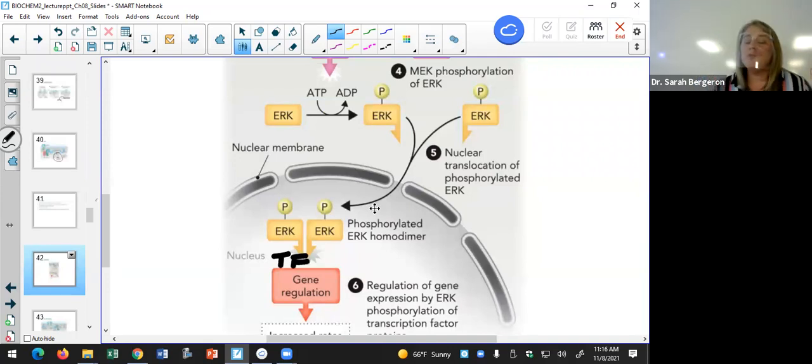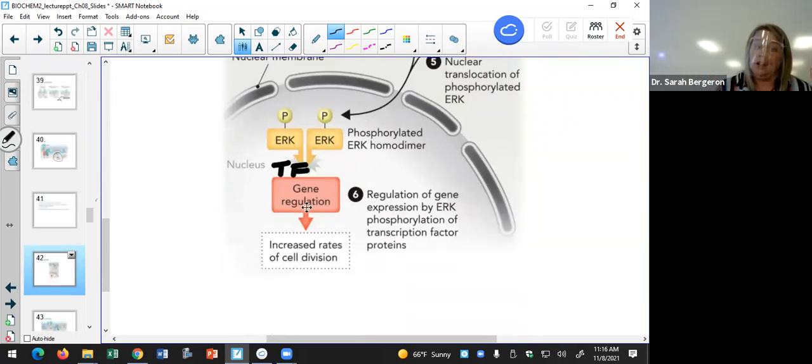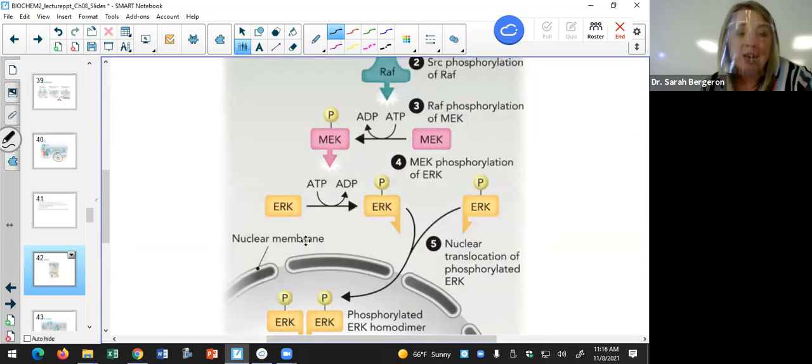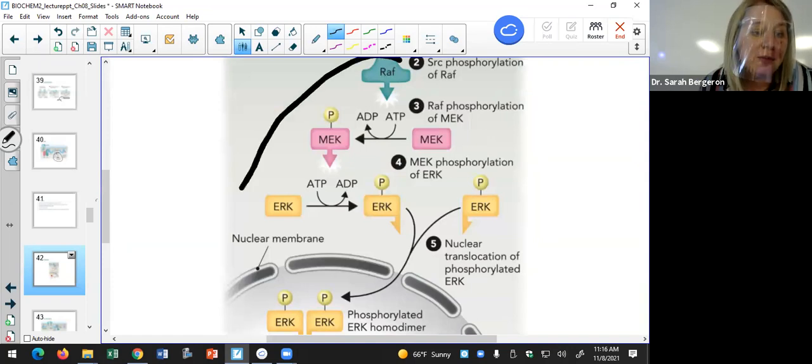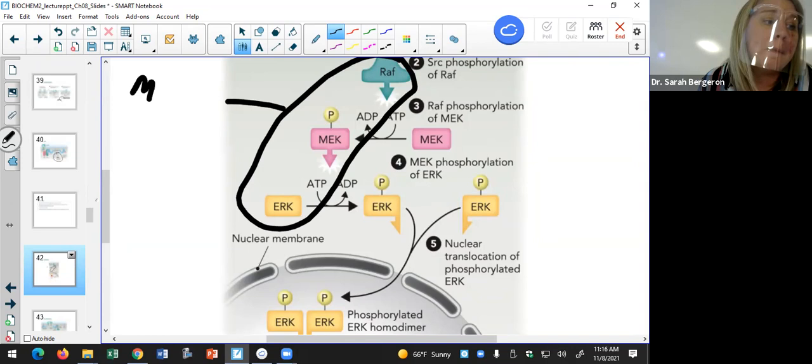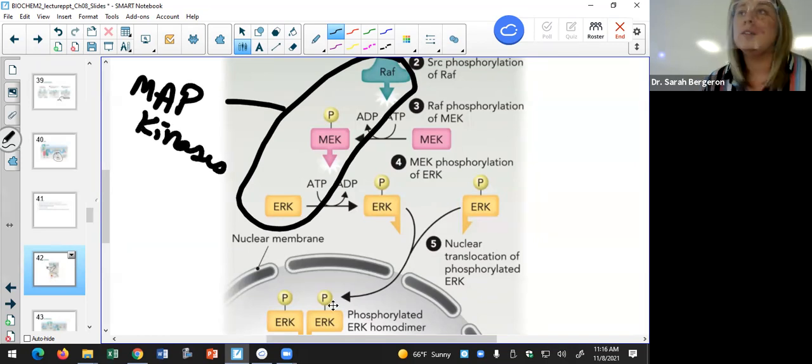right? What do transcription factors regulate? Gene regulation, right? So you have to have certain genes on and off if you want your cells to replicate or not. So we call these three kinases, RAF, MEK, and ERK, these three, MAP kinases. So we call it the MAP kinase cascade.